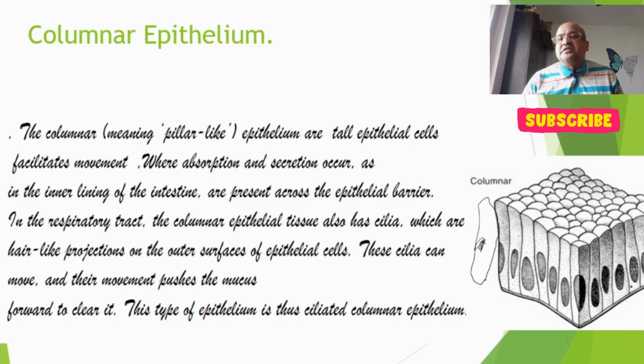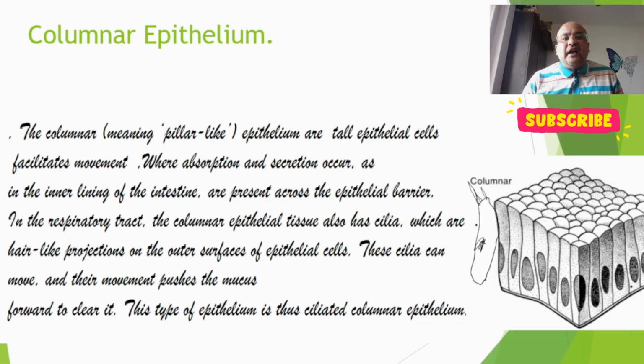So in the intestine, you will see this columnar epithelium is present. Mainly the absorption and secretion parts are involved there. If you see the respiratory tract, the columnar epithelial tissue also has cilia. Cilia means what? They are hair-like structures. These hair-like projections are called cilia.